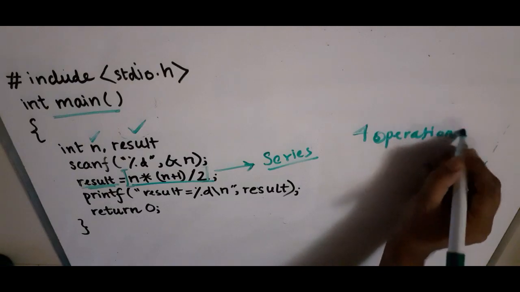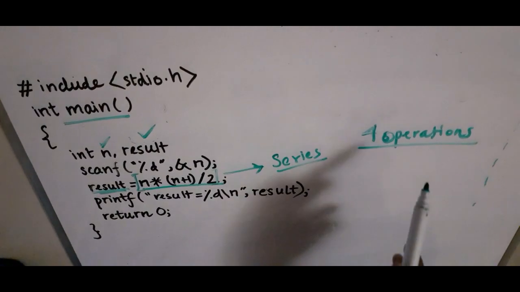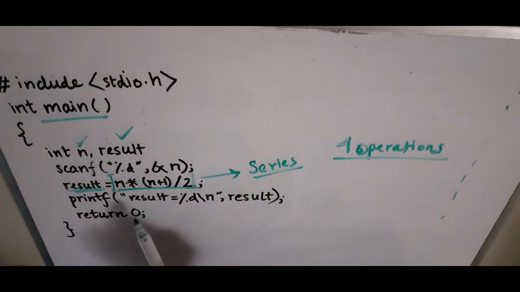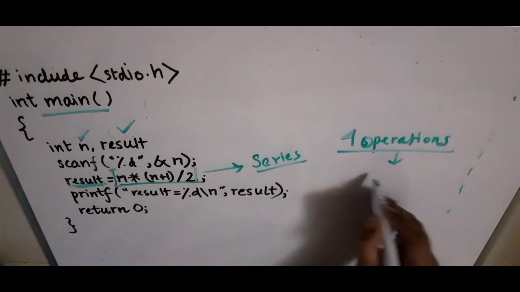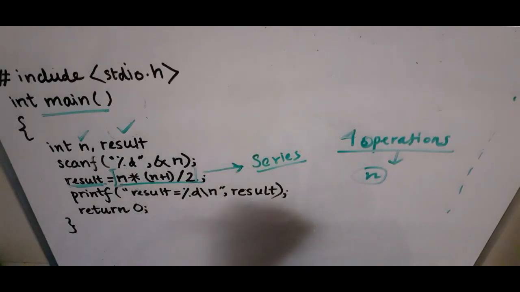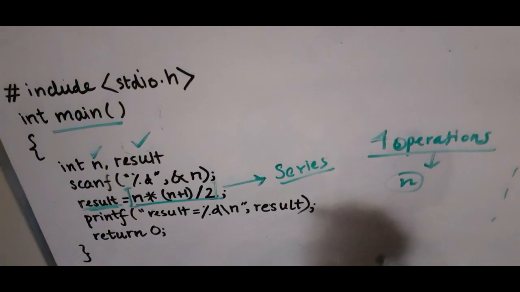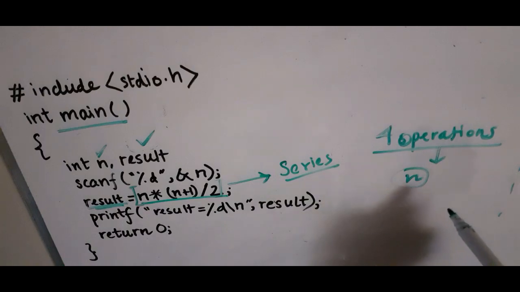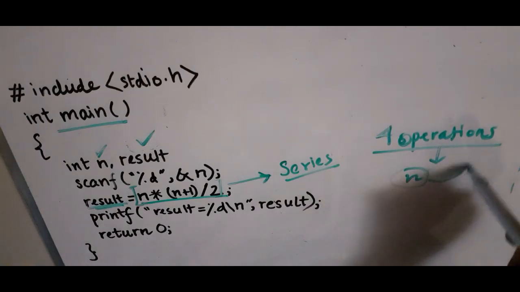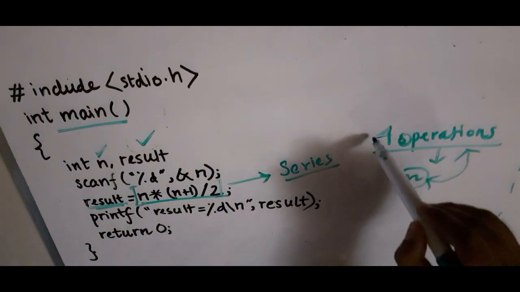But now the question is, the number of operations, are they depending on the input value? What is the input value here? Input value is n. So are these operations depending on input value n? The answer is no, they are not depending. Even if the value of n is 100, 200, 300, whatever the value of n is, it is not affecting the number of operations. The number of operations will always remain the same, and that is 4.